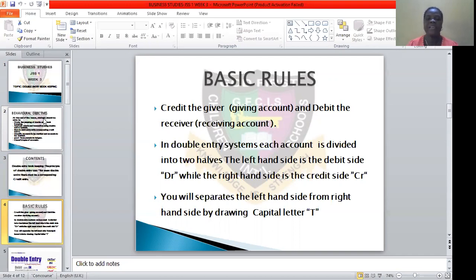The giver operates the giving account, while the receiver, who is to be debited, is operating the receiving account. Don't forget that in double entry bookkeeping, the account is usually divided into two halves. You can open the account of double entry in the form of a capital letter T, and the first side is called the debit side, while the second side is called the credit side. The first side, which is the debit side, is on the left hand side, while the second side, which is the credit side, is on the right hand side of the drawing of the capital letter T.